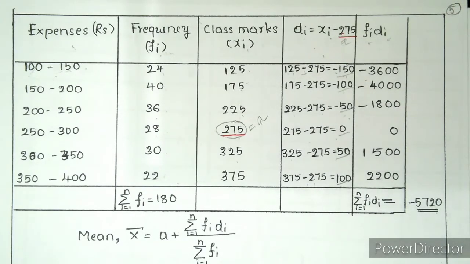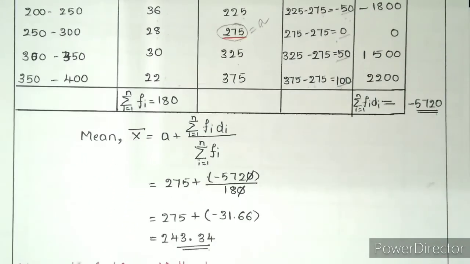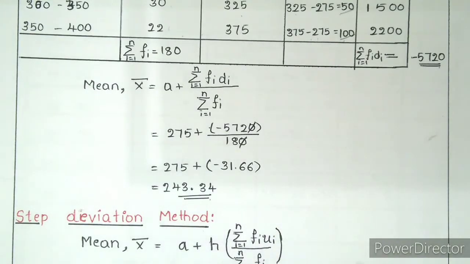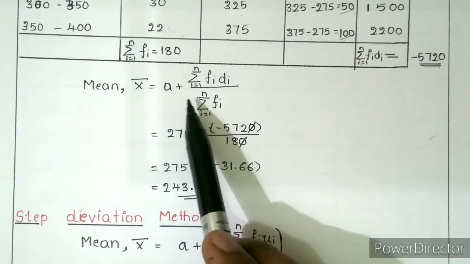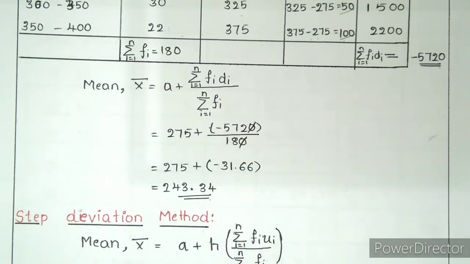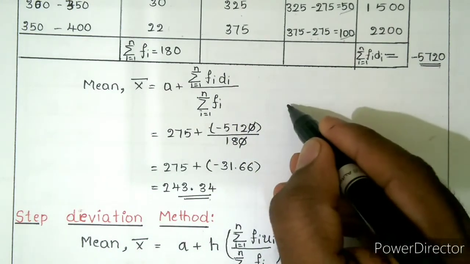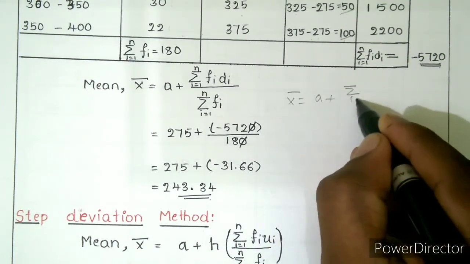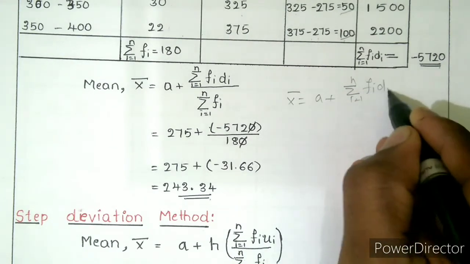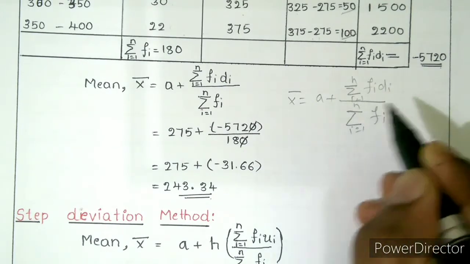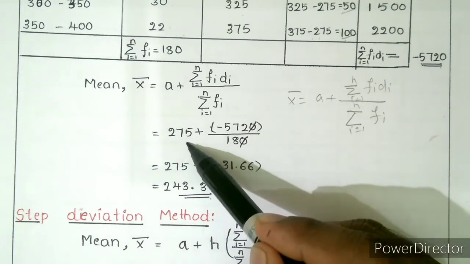Okay, so the mean x bar. The formula for the assumed mean method to find the mean is x bar equal to a plus summation i equal to 1 to n fi di divided by summation i equal to 1 to n fi. When you write the formula you have to pronounce it. The value of a you take as 275.